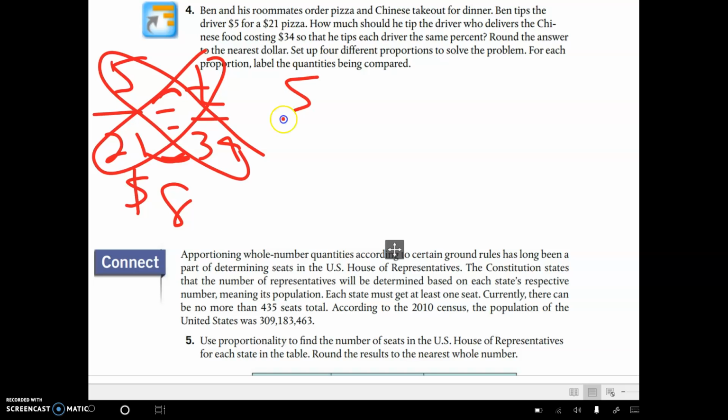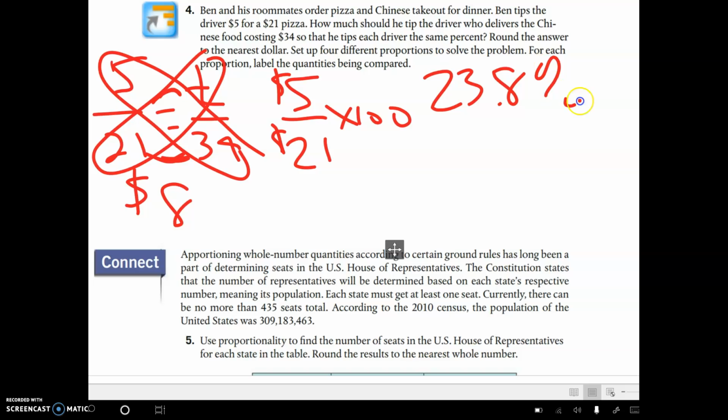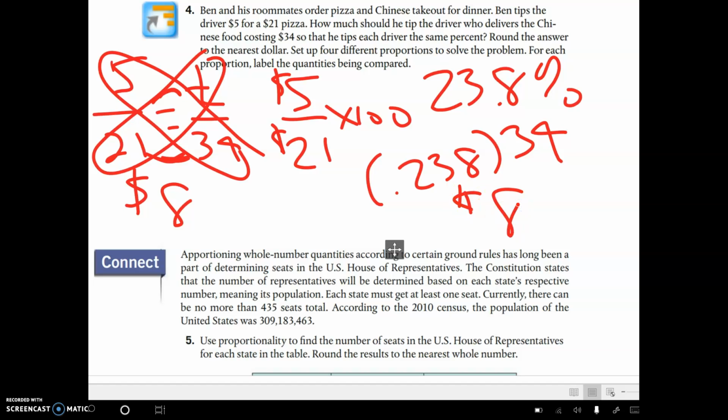Okay, so some of you might be like, well, I'm going to divide, my units match, and I'm going to multiply by 100 and just figure out what percent of a tip they left. So that looks like a 23.8% tip. And you're like, okay, well then we should leave the same kind of tip. So to use a percent, you always multiply. So you're going to multiply that by the $34. And you're going to be like, okay, we need to leave about an $8 tip that way.